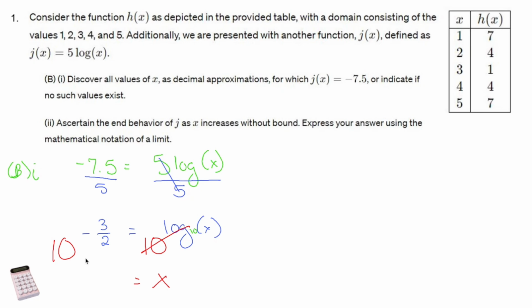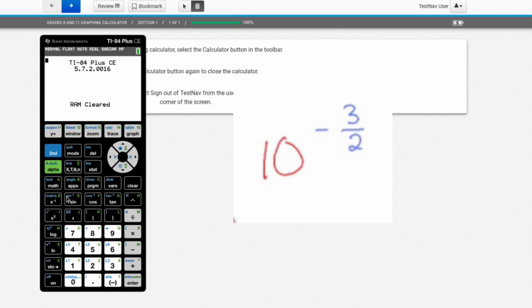But it's not going to be a pretty number. At least I don't think it is. I mean, no, it's not going to be a pretty number. I'll just stop right there. So let's run to our calculator and find out what 10 to the -3/2 is. The nice thing about these calculators is it actually gives you 10 to the power right with log.